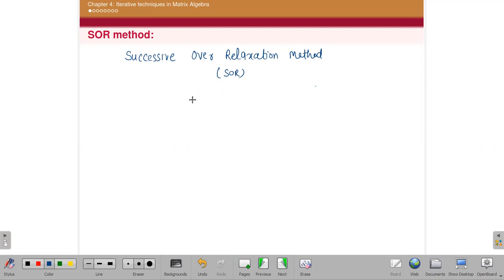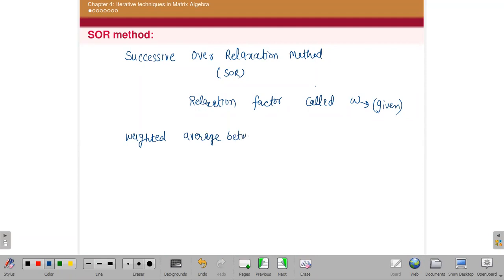So here, actually, we add a relaxation factor. That we can call lambda. Sorry, not lambda, omega. That value will be given to you in the question. And basically, in the successive over relaxation method, we take the weighted average between the previous iterations.